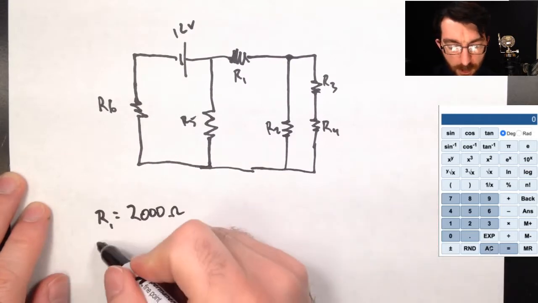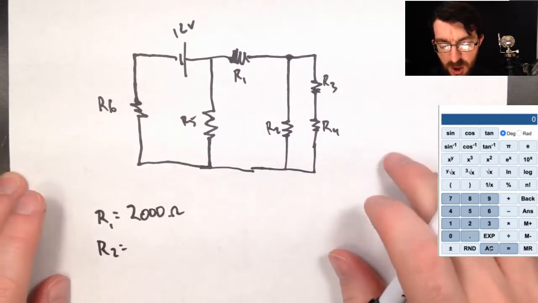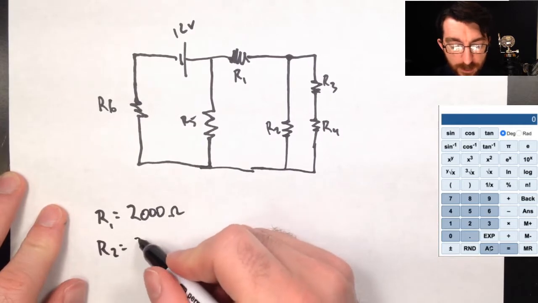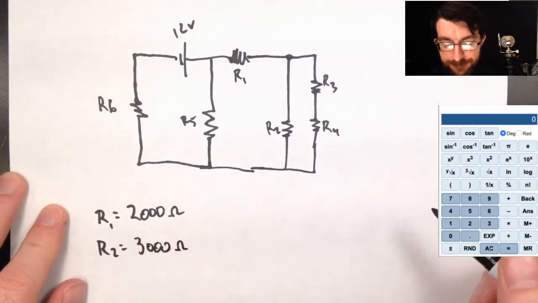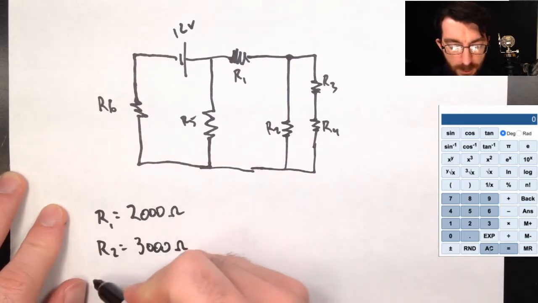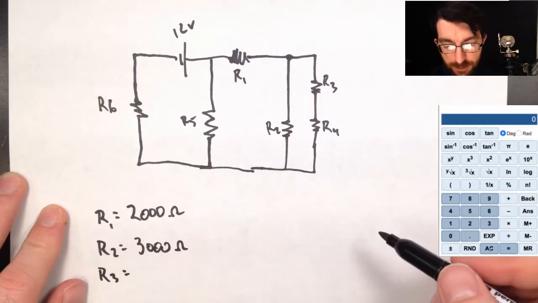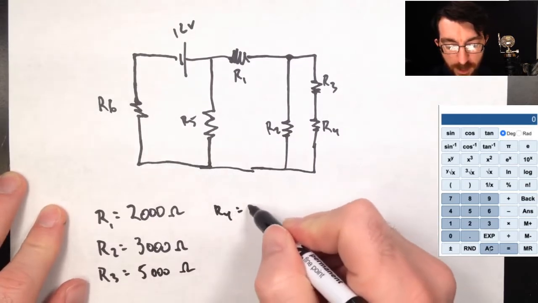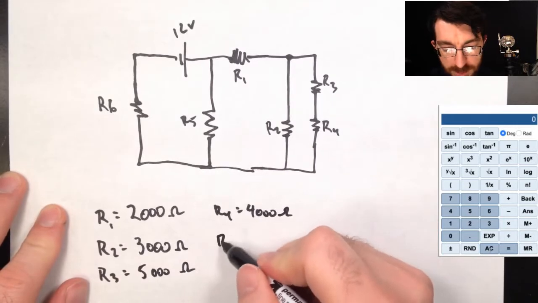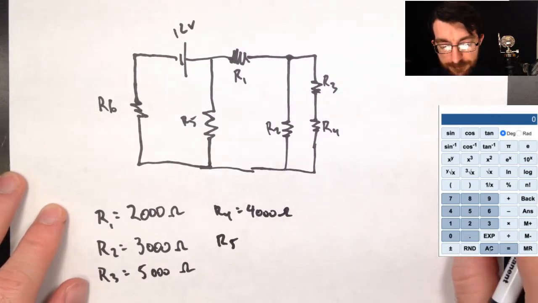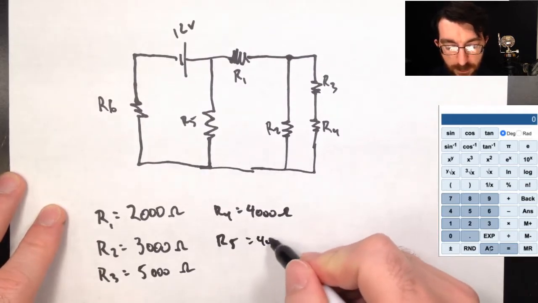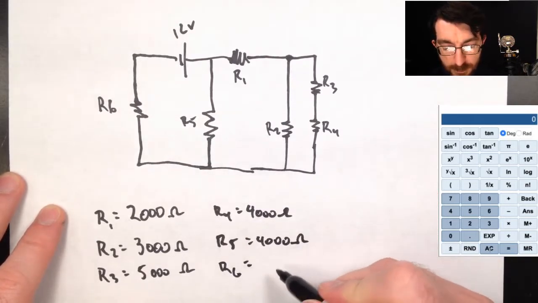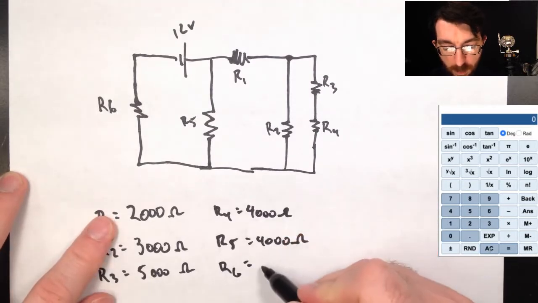Resistor 2 can have a resistance of 3,000. Resistor 3 can be 5,000. Resistor 4 can be 4,000. Resistor 5, let's let that one be 4,000. And then resistor 6 is, see, 2, 3, 5, 4, I guess we haven't had a 1,000 yet.